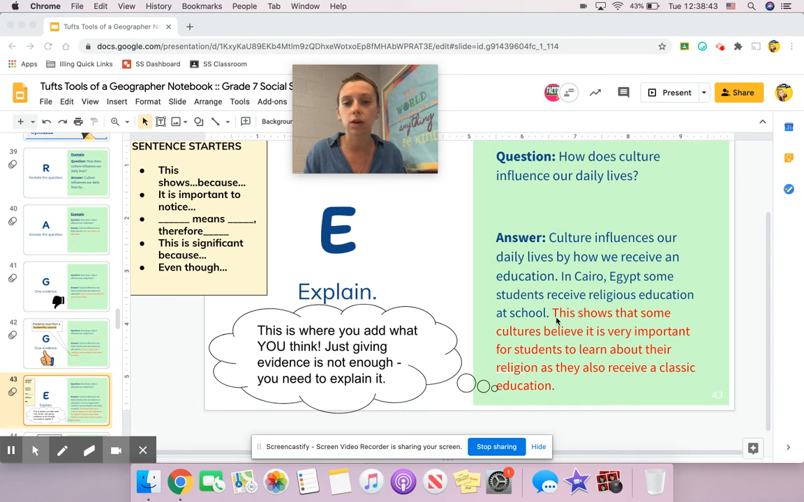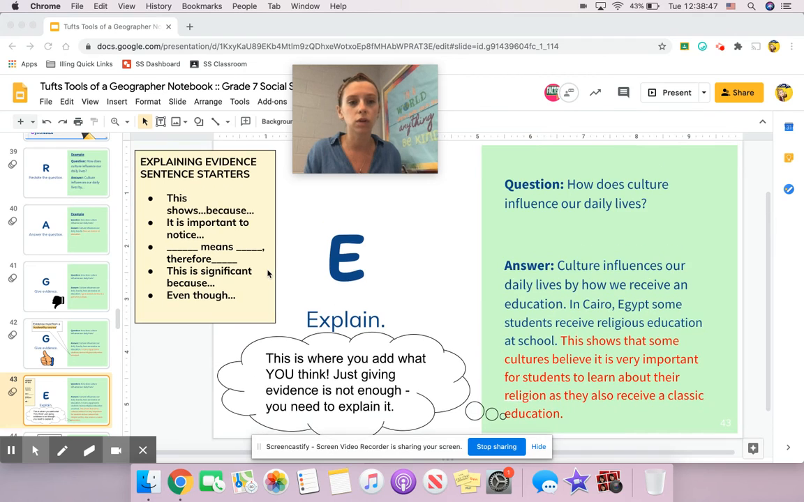Now, I will point out that we use the sentence starter "this shows" in this example, but if you look over at this yellow square, you can do "this shows," "it is important to notice," "blank means blank, therefore blank." You'd have to fill in the blanks. This is significant because even though those are all great ways to start off the E section of RAGES.